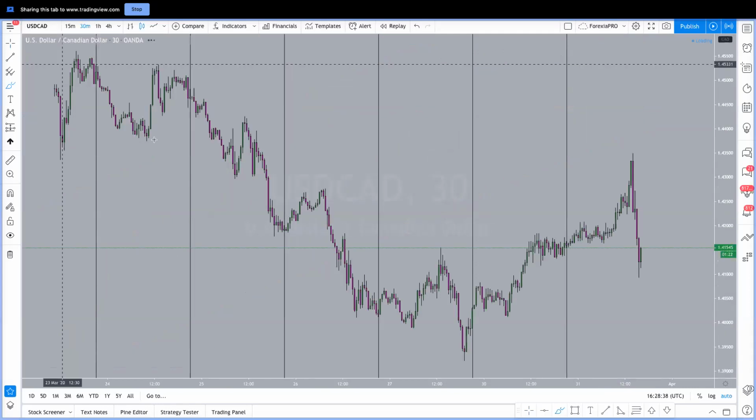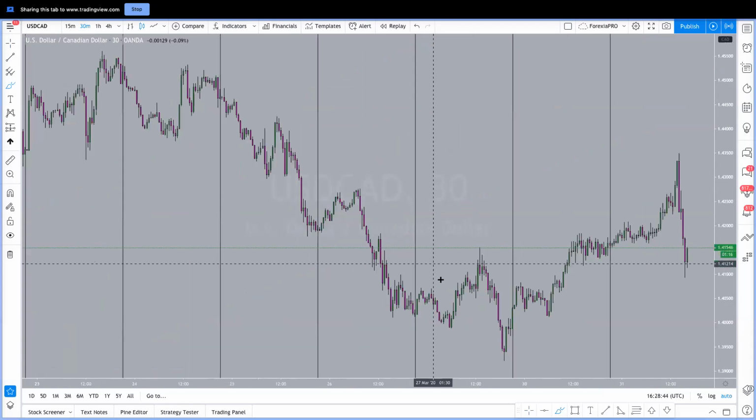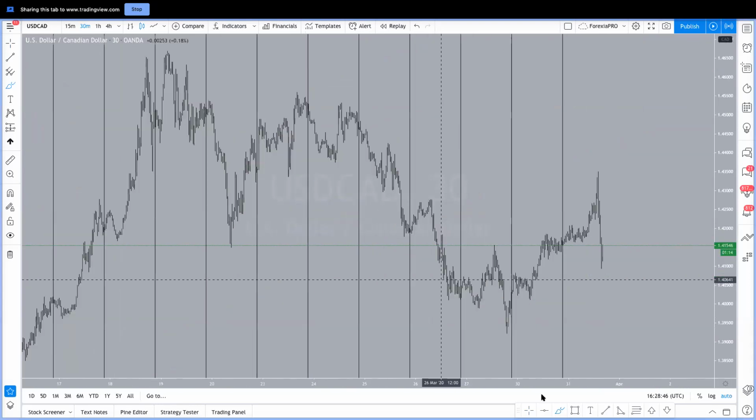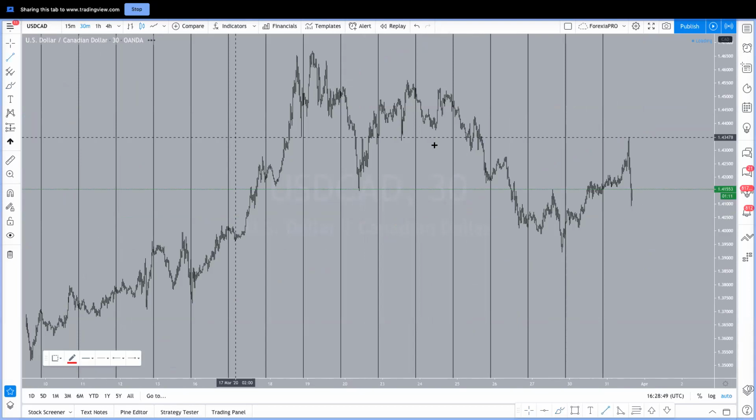USD Canadian. This is where you guys can see what we mean by be like water. It's kind of frozen. Sorry, just waiting for it to load.